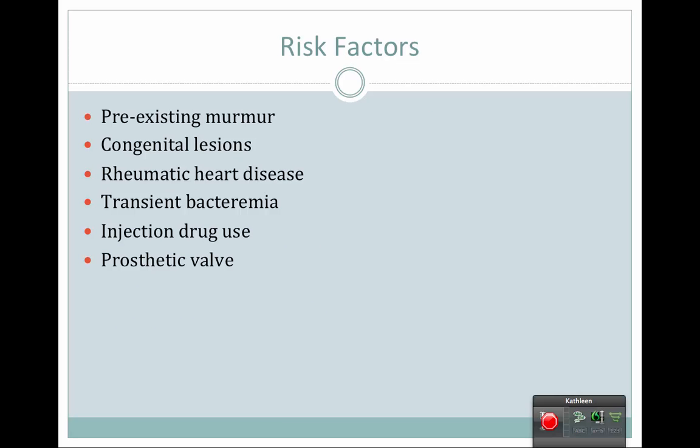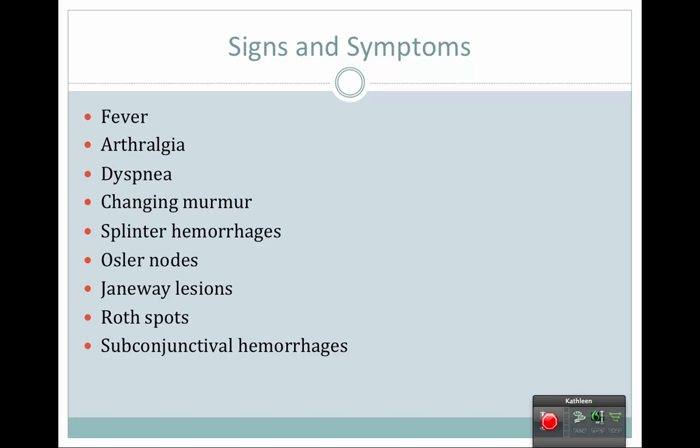Risk factors: pre-existing murmur, congenital lesions, again, rheumatic heart disease, transient bacteremia, history of sepsis, if you will, injection or drug use, and prosthetic heart valve are risk factors.